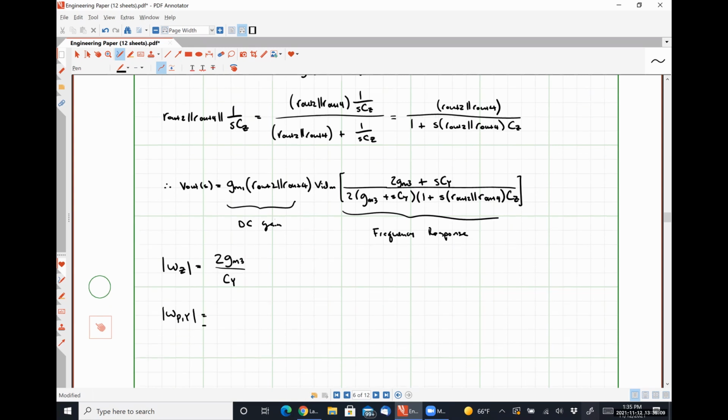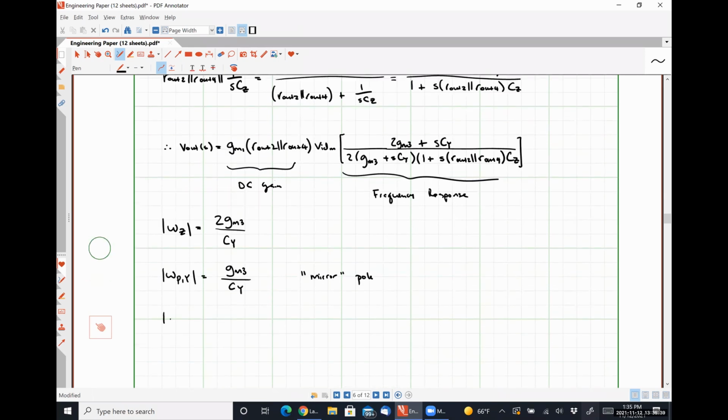A pole at Y, which will simply be GM3 over CY. So this pole happens at exactly half of the frequency of the zero. This guy is commonly referred to as the mirror pole because it's the pole being contributed by the parent pair.